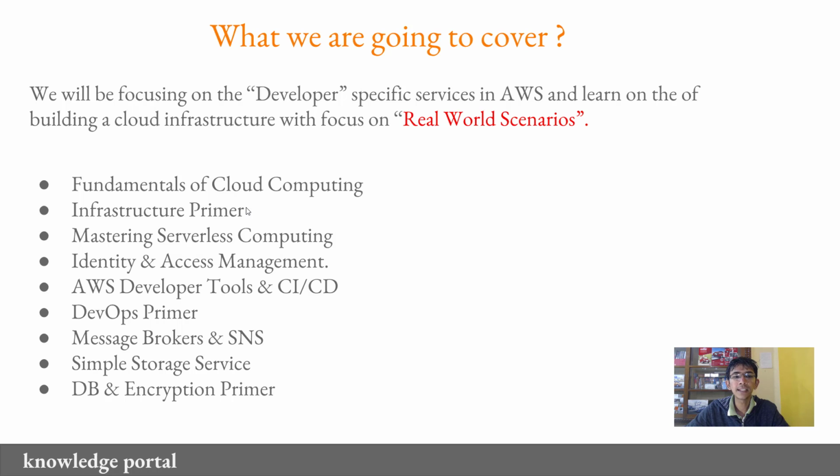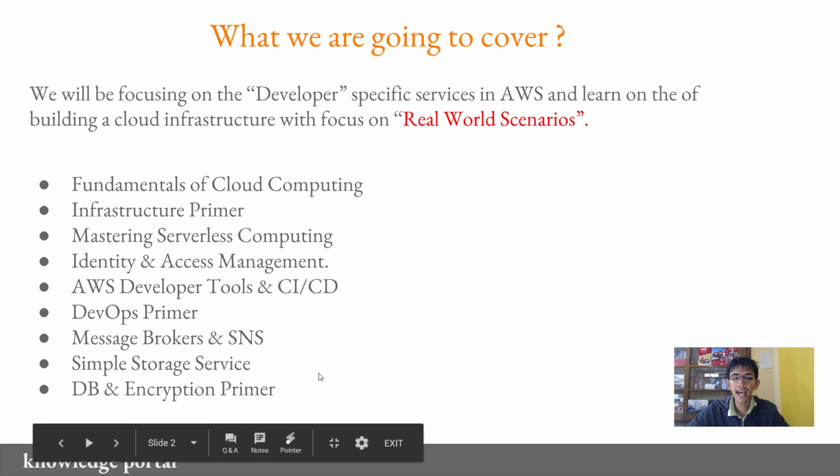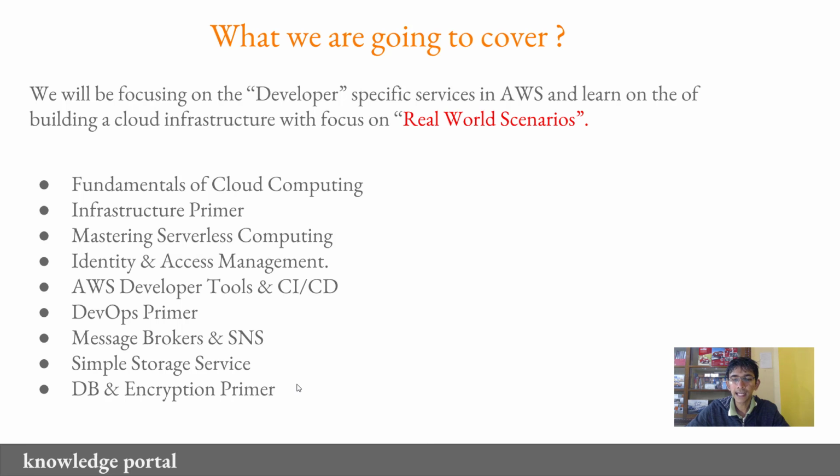Followed by that, we begin with an infrastructure primer. We look into serverless computing like AWS Lambda. We look into identity access management, developer tools and CI/CD with the help of CodeCommit, CodePipeline, CodeDeploy, CodeBuild and various others. We also speak about a DevOps primer with tools like Elastic Beanstalk, CloudFormation and others. We speak in detail about message brokers like SQS and notification services, followed by simple storage services and databases, which consist of relational as well as NoSQL databases, and an encryption primer.